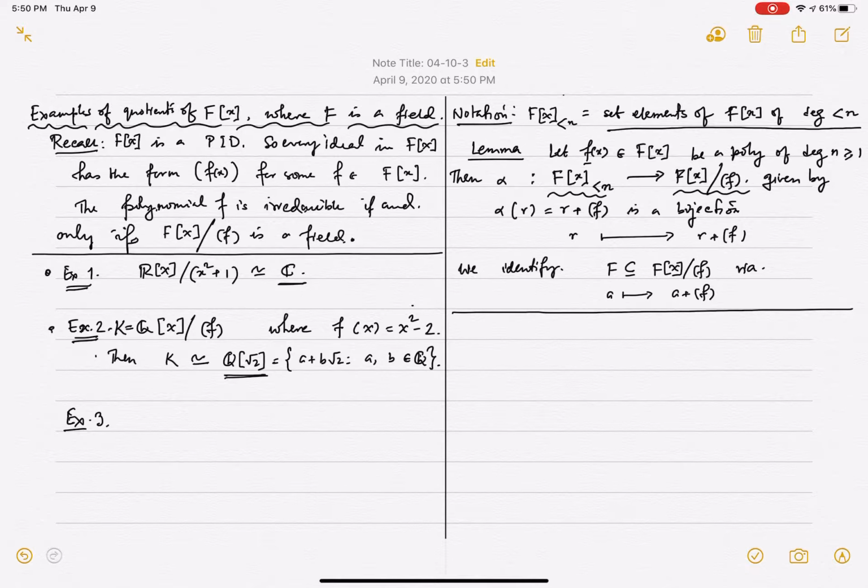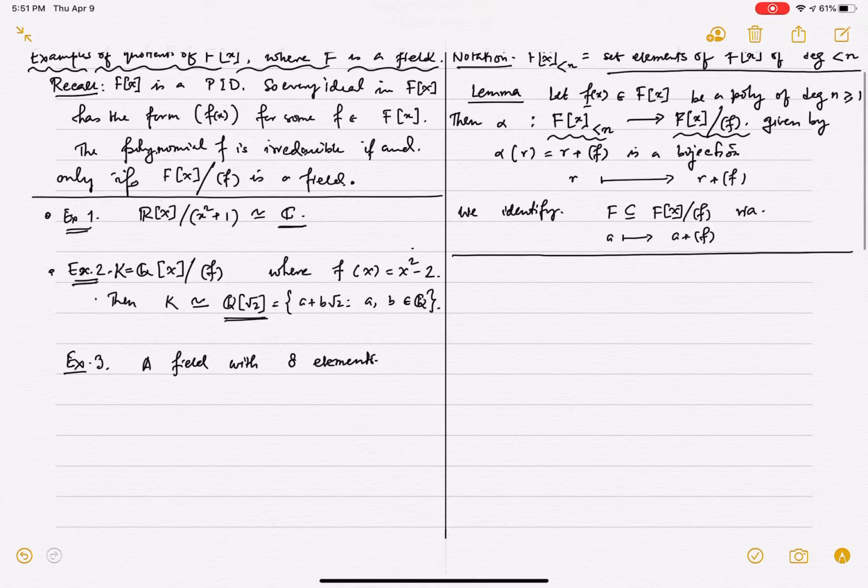So in example 3, we'll see something which is truly new. We'll construct a field which has 8 elements. A field with 8 elements. So we'll start with the field with 2 elements, F2. Remember F2 just means Z mod 2, so just 0 and 1. And rather than writing 0 plus 2Z and 1 plus 2Z, we'll just write 0 and 1. Otherwise notation will get too confusing.